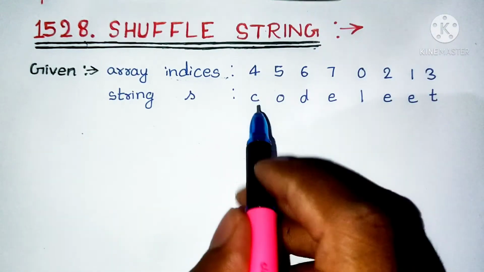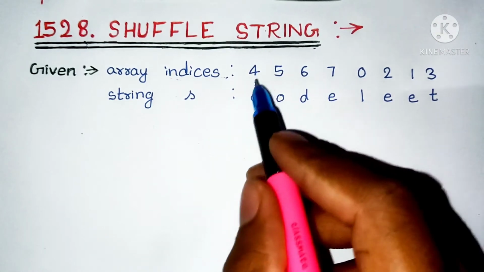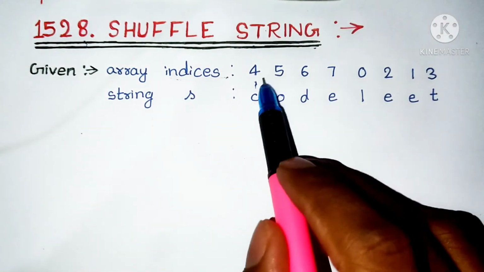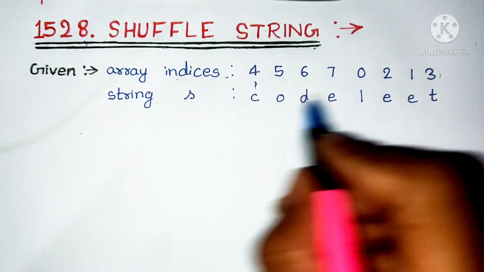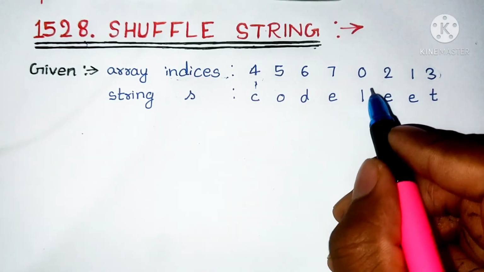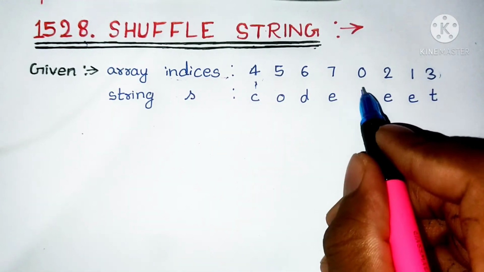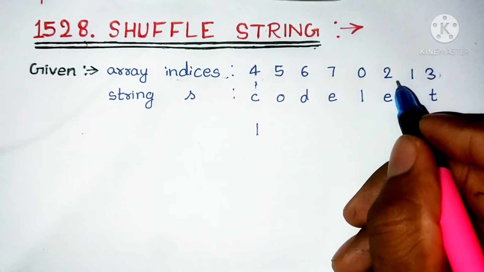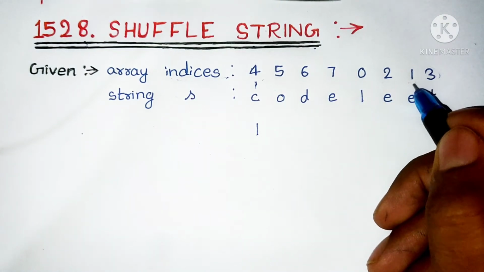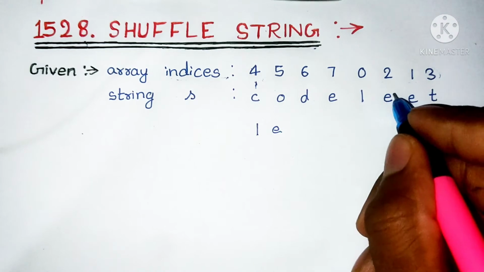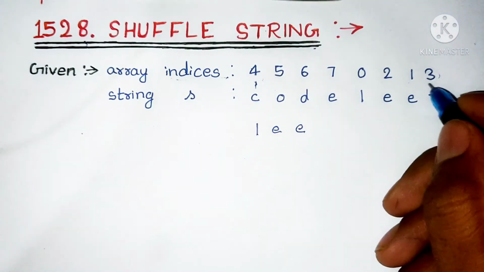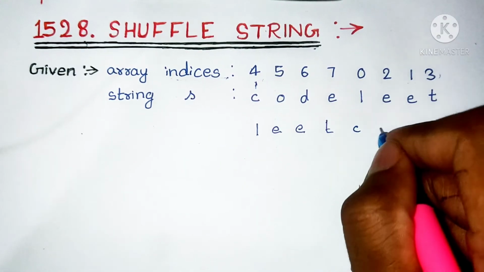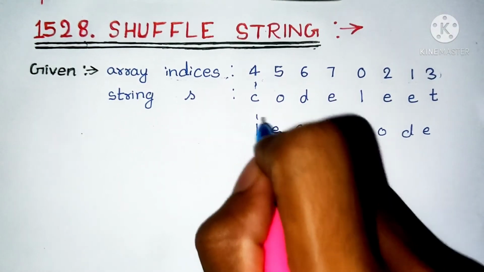for each index we have a corresponding element in the string, right? That is, C corresponds to this index 4. So if we sort this array, what will happen? That 0 will come at the beginning. So in our answer, the element corresponding to 0, that is L, should come first. Then the element corresponding to 1, that is E, should come. Then the element corresponding to 2, that is again E. Then 3, that is T. Then 4, 5, 6 and 7 respectively, C, O, D, E. Right? I hope you get it.